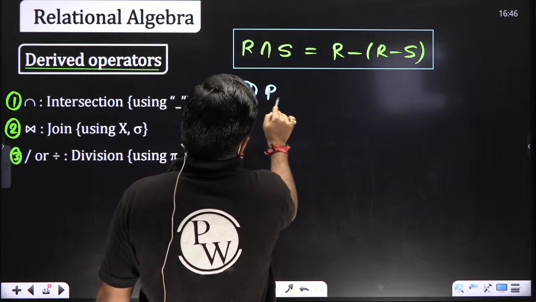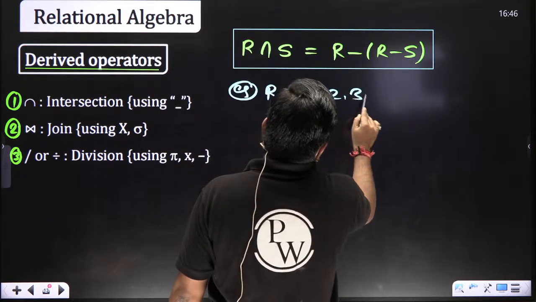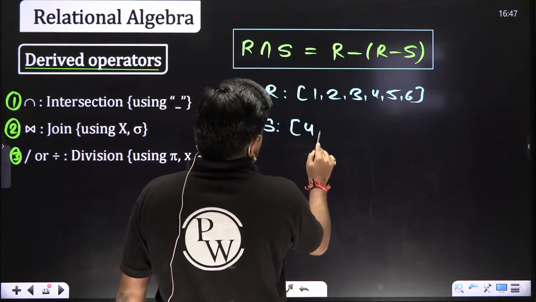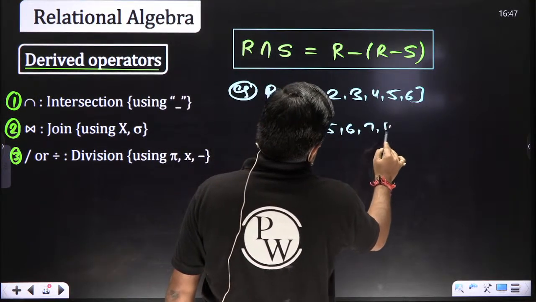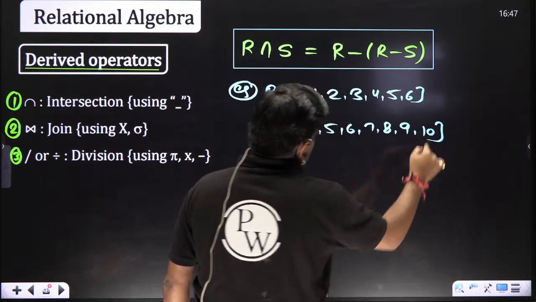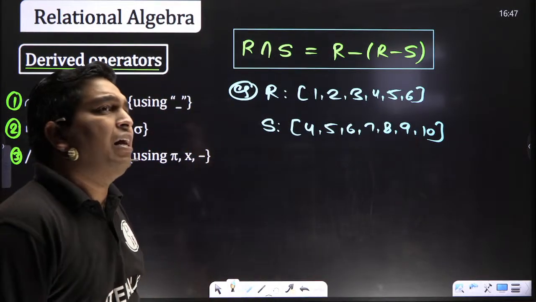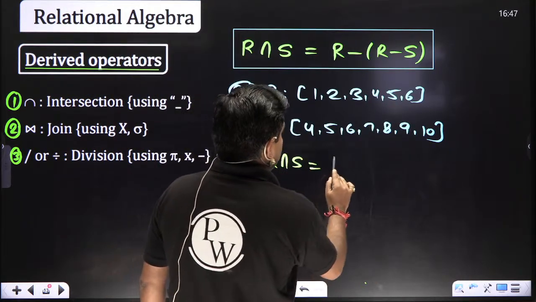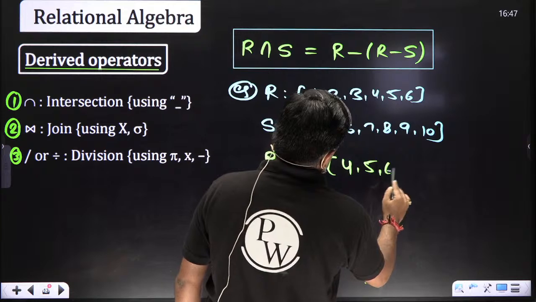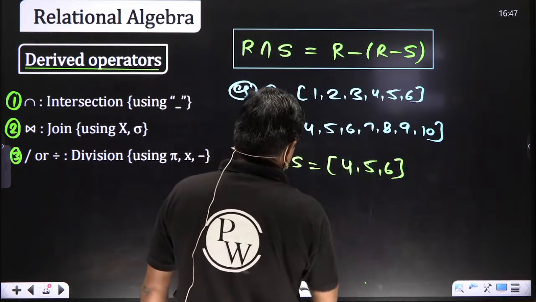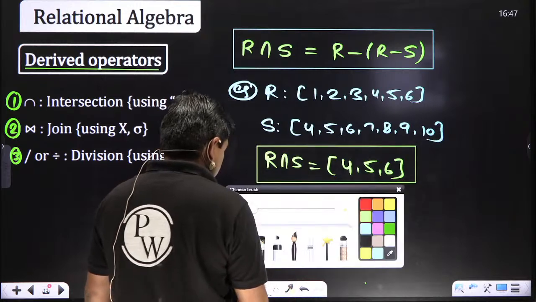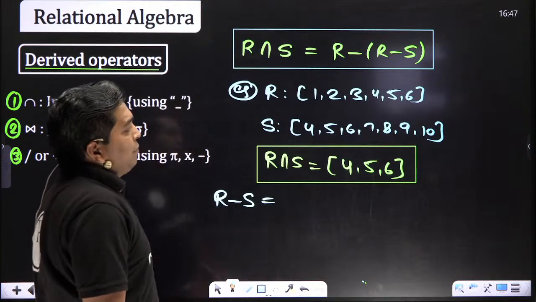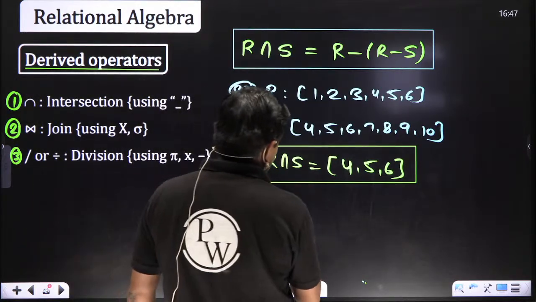For example, we have R: 1, 2, 3, 4, 5, 6. We have S: 4, 5, 6, 7, 8, 9, 10. What is the R intersection S, my dear? This one. Now calculate R minus S. What is the meaning of R minus S? What is the value of R minus S?